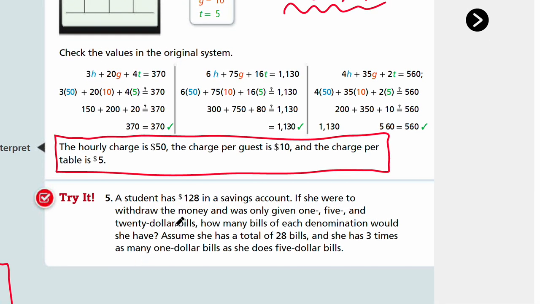A student has $128 in a savings account. If she were to withdraw the money and was only given $1, $5, and $20 bills, how many bills of each denomination would she have? Assume she has a total of 28 bills and she has 3 times as many $1 bills as she does $5 bills. So pause the video and see if you can solve it by yourself and come back when you're ready for answers.